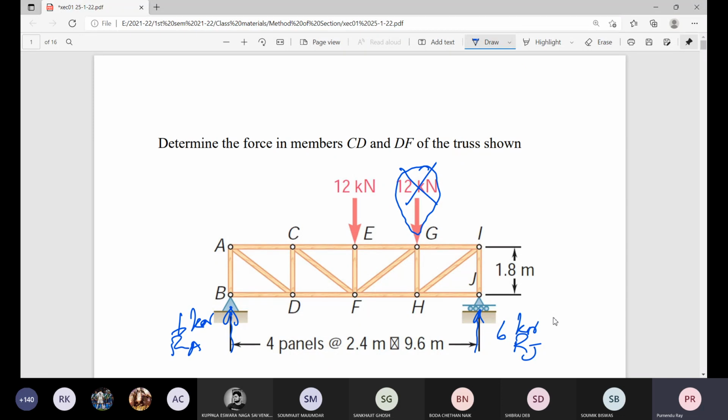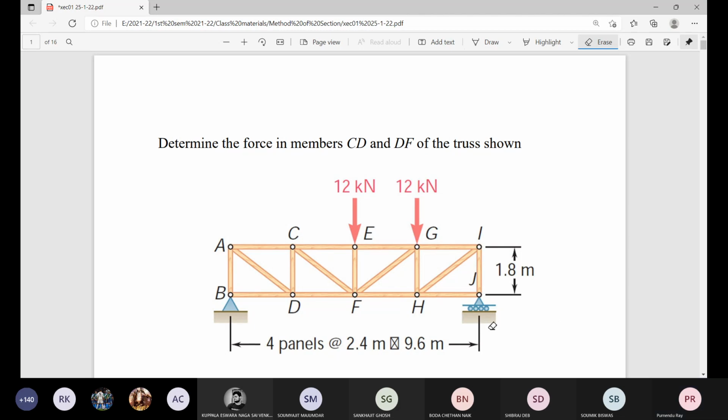But the given situation is not like that. It is given one more force, 12 kilonewton, and due to this eccentric loading or unsymmetrical loading about this geometrical axis of symmetry line EF, here is some different value of RB and RJ. Okay. Now, from your common sense, which value should be greater, reaction at B or reaction at J? J, sir, J. J, because this force is more close to support J.